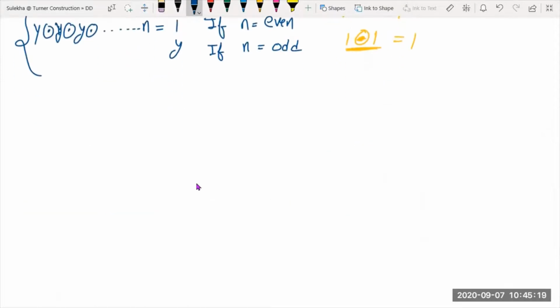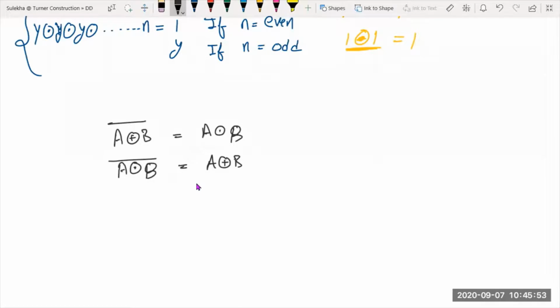You already know the relation between two input variables, XNOR and XOR. The question is what will happen if I take 3 input variables, A, B, and C. If I want to represent this in the form of XNOR, it will become A XNOR B XNOR C. So XOR of 3 variables A, B, C is equal to XNOR of 3 variables A, B, C.